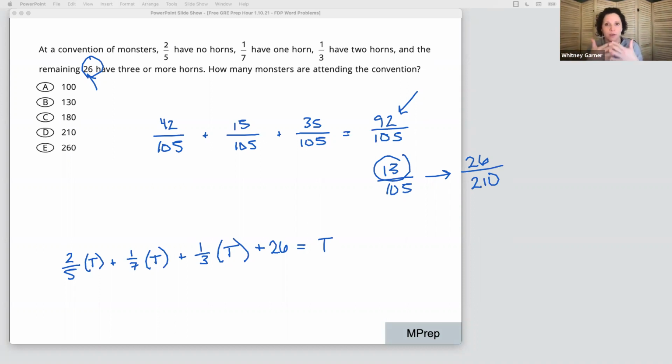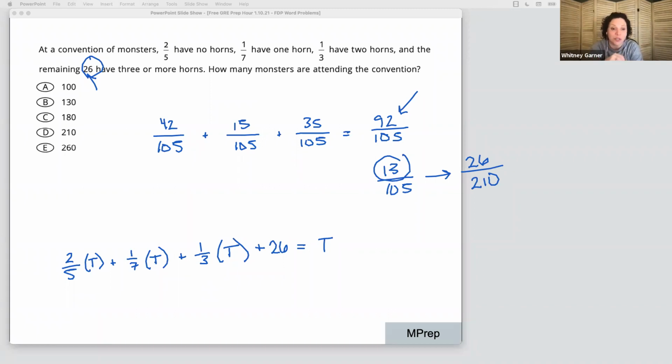Then I'm going to marry those two pieces together. I want the total because it would make my life easier, and the question wants the total because that's the answer. So I could work backwards and test out every single one of these answer choices, which sounds like, Whitney, are you messing with me right now? I have to take 2/5 of it and 1/7 of it and 1/3 of each of these answer choices. I know I have a calculator, but really.